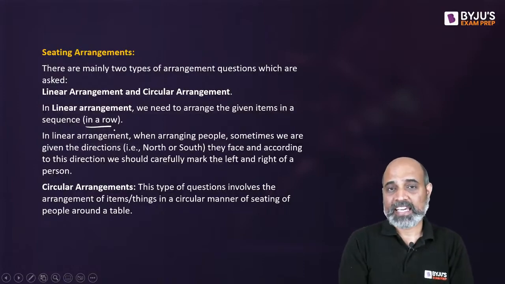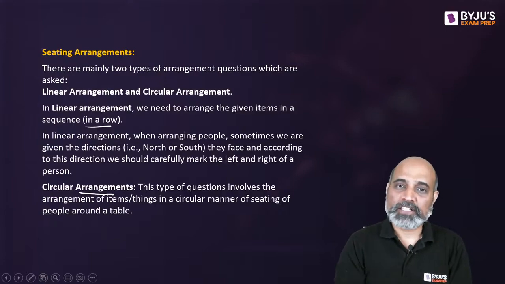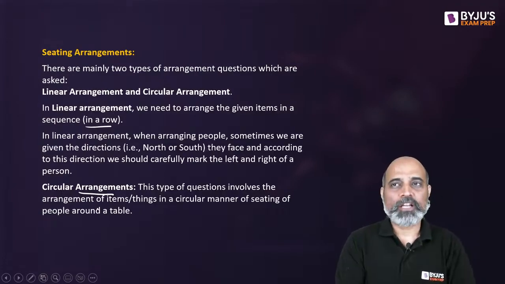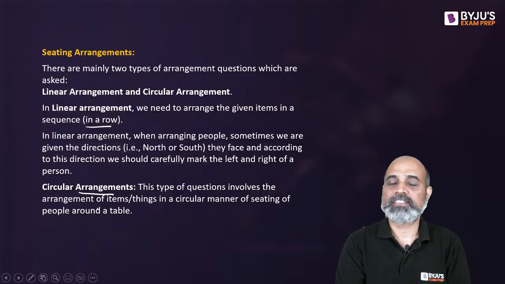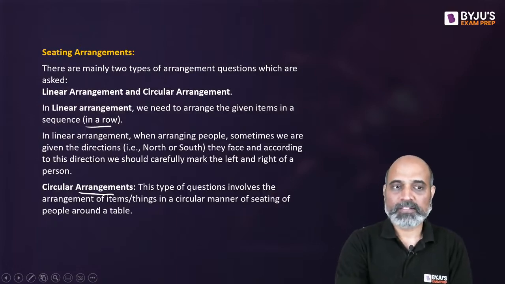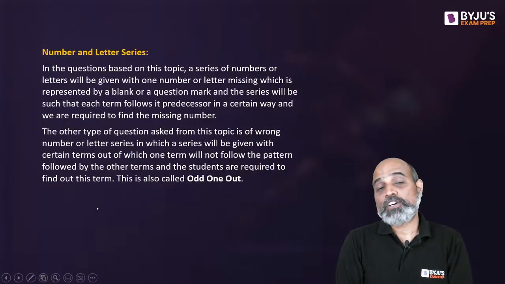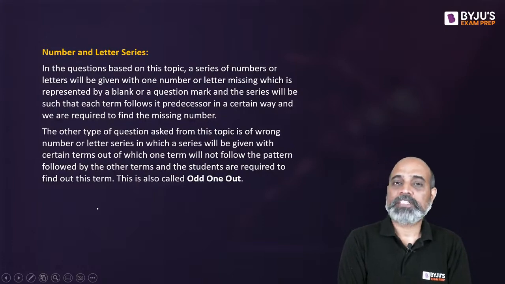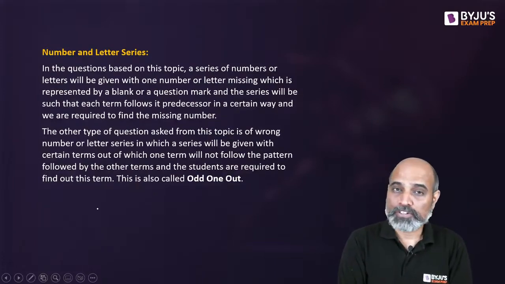In the case of circular arrangements, people are seated around a circular table, that's the standard. When you have an odd number of people, nobody is sitting opposite to each other. But when you have an even number of people, there is exactly one person definitely sitting opposite to someone or the other, right? And in the case of number and letter series, you will be given a sequence which will be made up of only letters, only numbers, or maybe a combination of both.